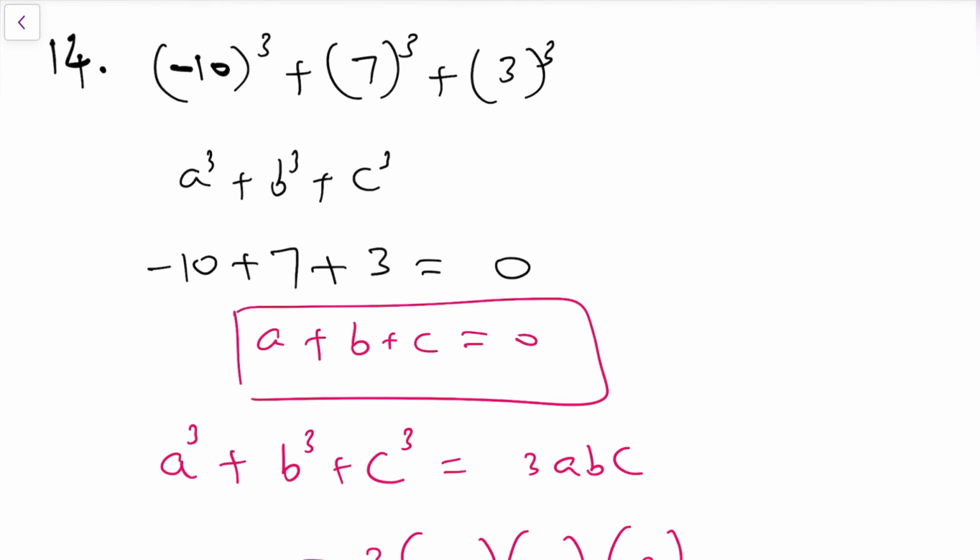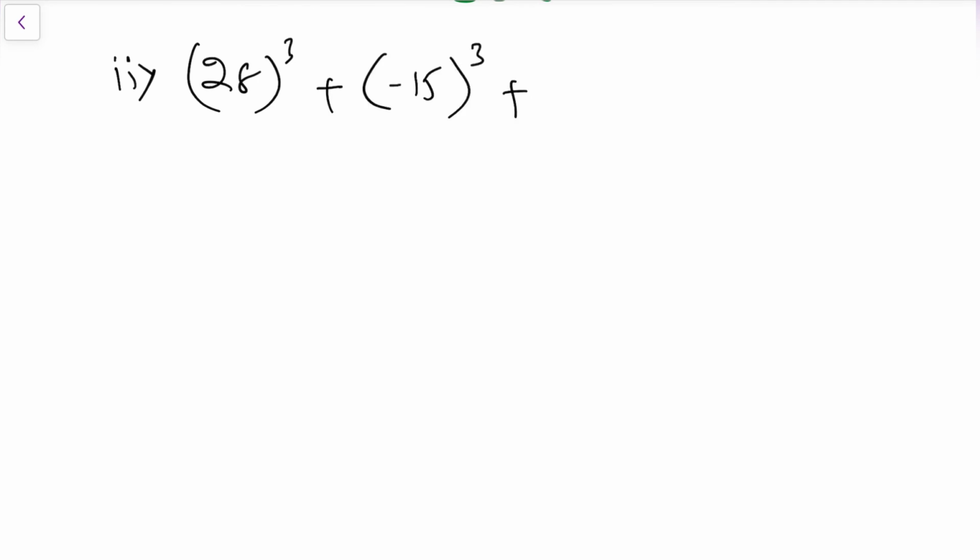Next, let us check the second question in this. Second question, we have 28 cube plus minus 15 cube plus minus 13 cube. First, let us check the sum of the ABCs. 28 minus 15 minus 13.